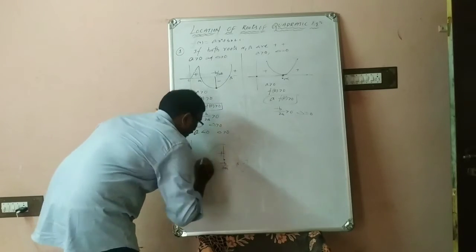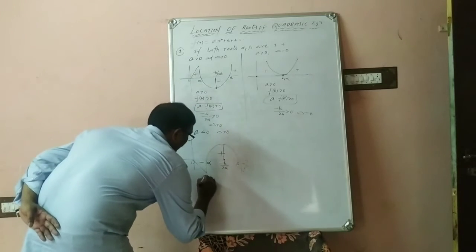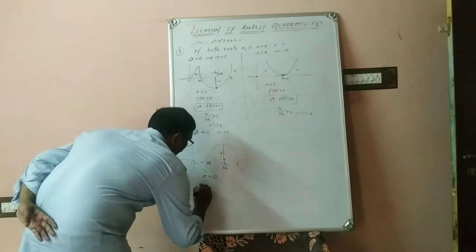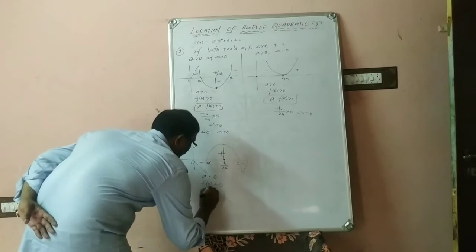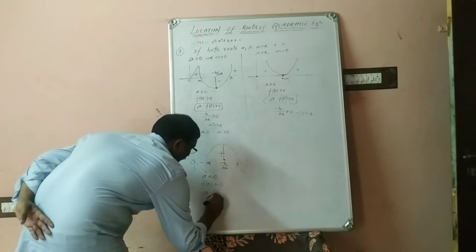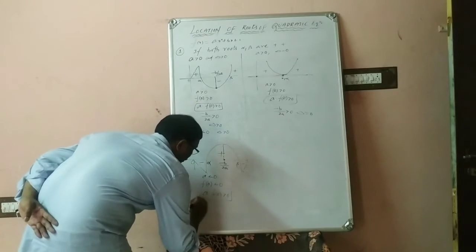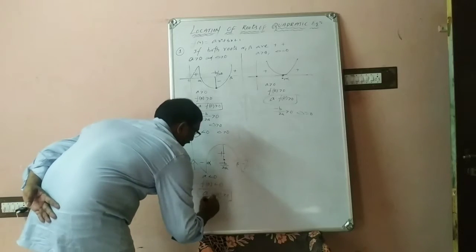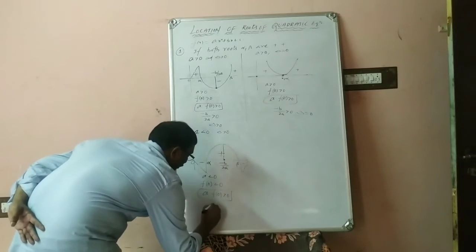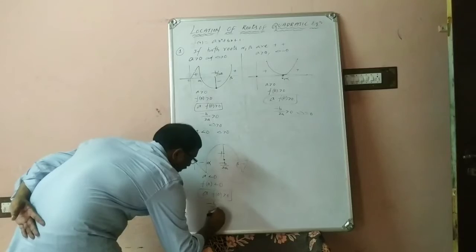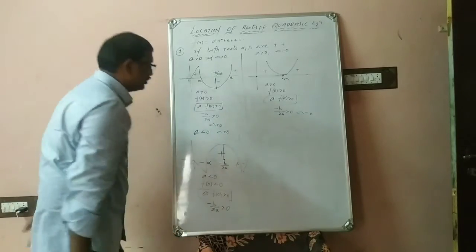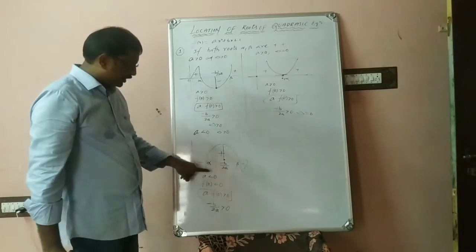Minus b by 2a. So now you tell me, a is negative, f of 0 is negative. So that a into f of 0 is what? Positive. In the case of delta greater than 0. And what about minus b by 2a in this case? Minus b by 2a is also positive because it is above the origin.